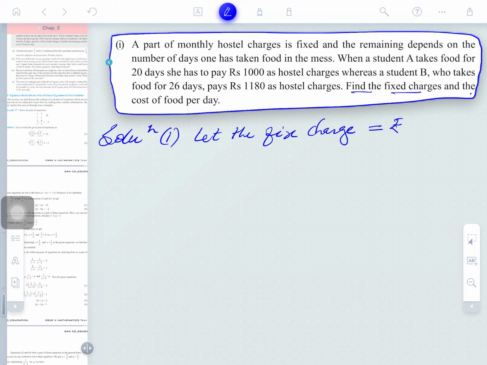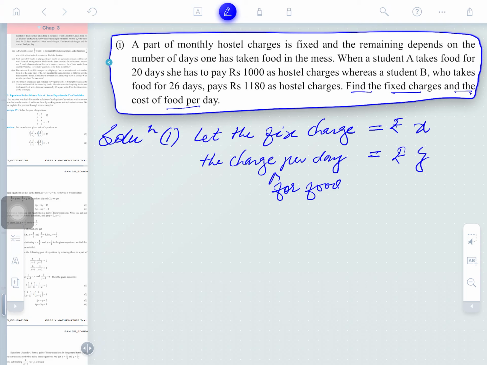be what? What is the fixed charge here? Rupees x is to be supposed there. Okay, rupees x. And next, what is the charge per day? The charge per day means food per day. Charge for food per day, how much is it? Rupees y. Clear, guys?